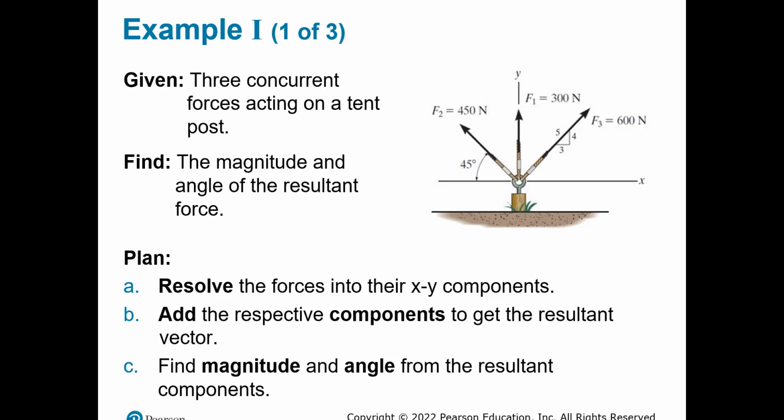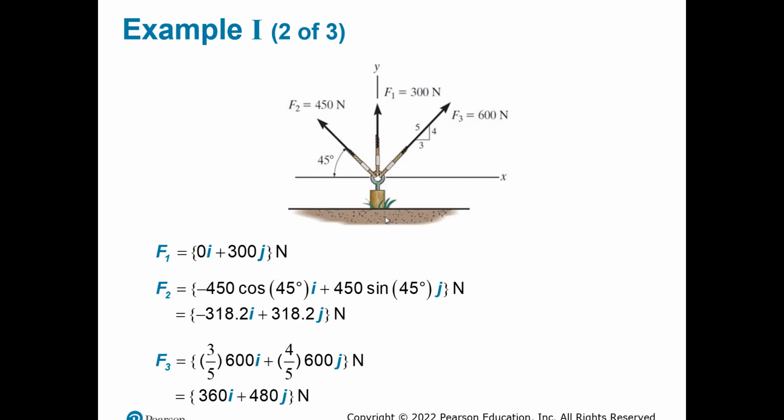So in this example number 1, you have 3 different forces acting on a tent post. Then you need to find the magnitude and angle of the resultant force. As we practiced before, we need to resolve the forces into x and y components, and then add the corresponding components of this vector, and then after that find the magnitude and the angle of the resultant. I will usually be solving this by hand, but this is very straightforward, so I don't think it's needed.